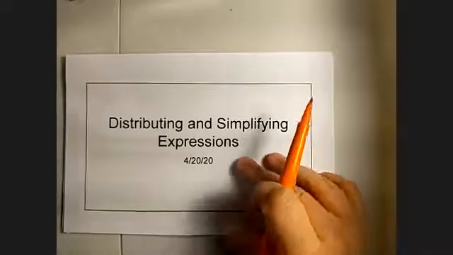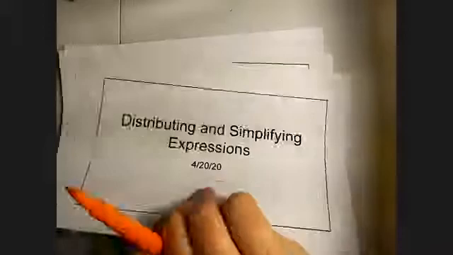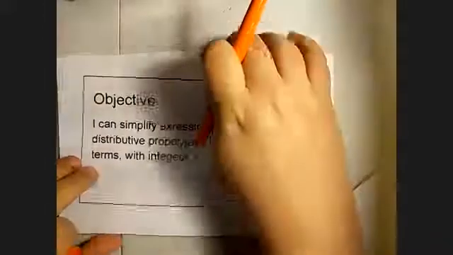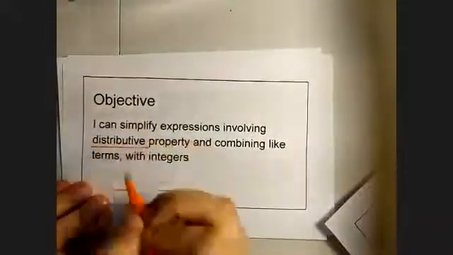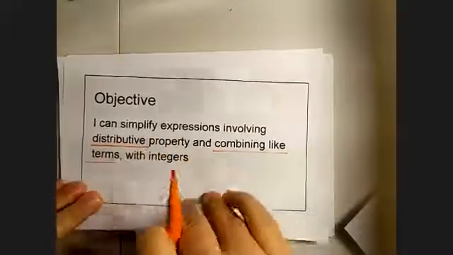So what we're going to work on today is distributing and simplifying expressions. When we think about what that means, we need to remember the distributive property. We've worked on that before, and we're going to talk today about combining like terms, okay?